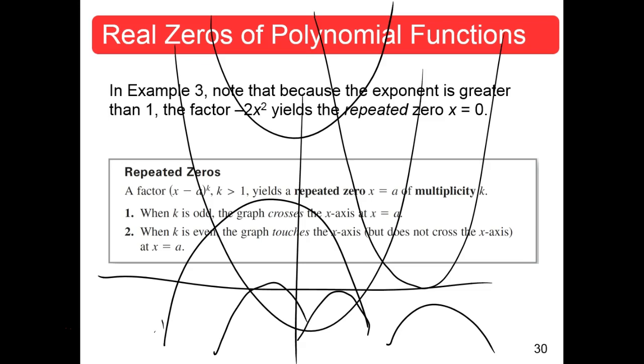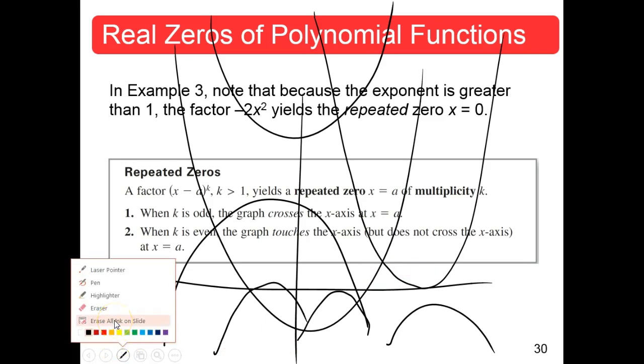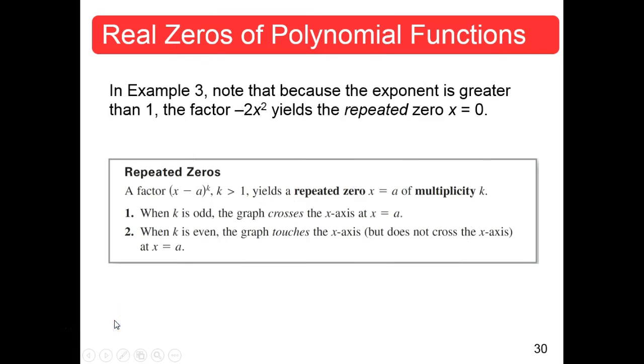So this or this is when you have a multiplicity of two, because it touches but doesn't cross. These have multiplicity of one, because a quadratic only has two possible crosses. Those other ones are imaginary zeros. It never crosses the x-axis. Now, that really wasn't what I meant to do, but I thought that would illustrate better. Here's what I was going to do. I'm going to erase all that and start over.